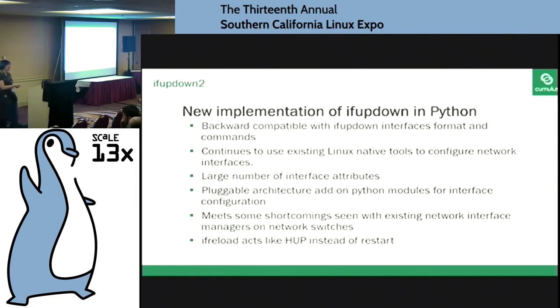So we wrote ifupdown2. It's a new implementation of ifupdown in Python. It is completely open source, available on GitHub. It's backwards compatible, so you can use your same network interfaces file. It continues to use all of the existing native Linux tools. We didn't want to rewrite any of that. It supports large numbers of interface attributes. We also have Python modules that you can interact with for interface configuration if you want to write any of those tools.